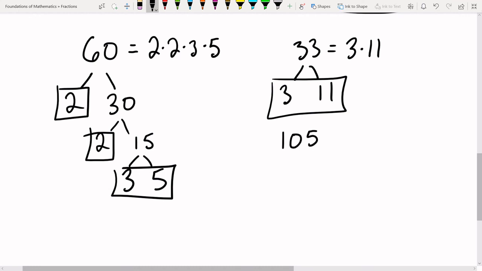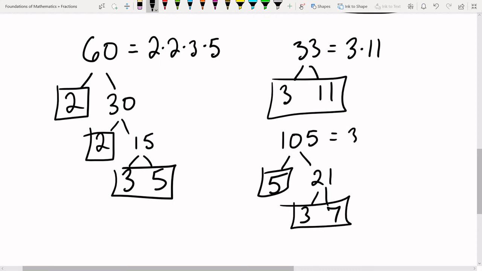Let's look at 105. I can definitely see 5 going into there. I'm not sure of any other prime number. 3 can, but 5 is the one that stood out to me the most. So I'm going to start with 5. 5 times 21. 21 is 3 times 7. And these are all prime numbers here. So we have 3 times 5 times 7. You don't have to write it in least to greatest, but I like to because it keeps it ordered. So that's prime factorization.